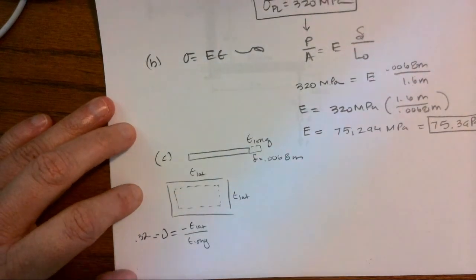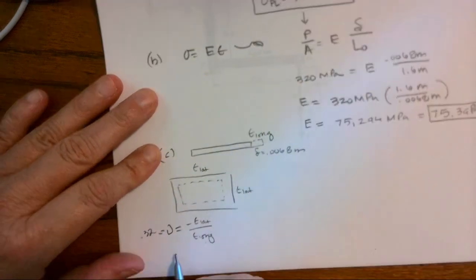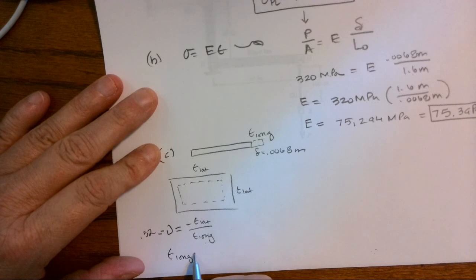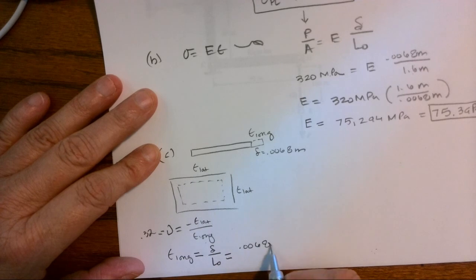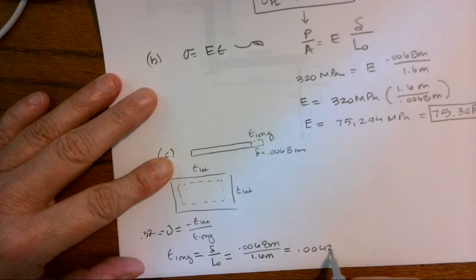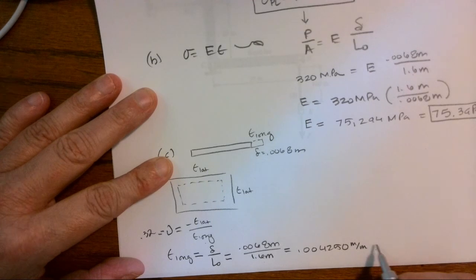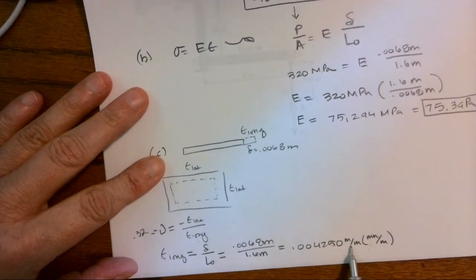Okay, so strain longitudinal equals change in length over original length, 0.0068 meters over 1.6 meters, and I get 0.004250 meters per meter, or millimeters per millimeter. Okay, it's unitless, but it's for every meter of length, I'm going to have this much change.